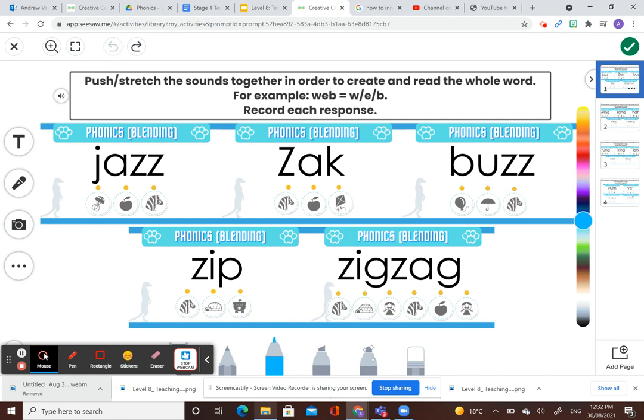So for example, here I can see there are three sounds represented by the three dots. I'm going to push these first two together. Ja, jazz, jazz. Come over here for this sound down here. So z, zip, zip.